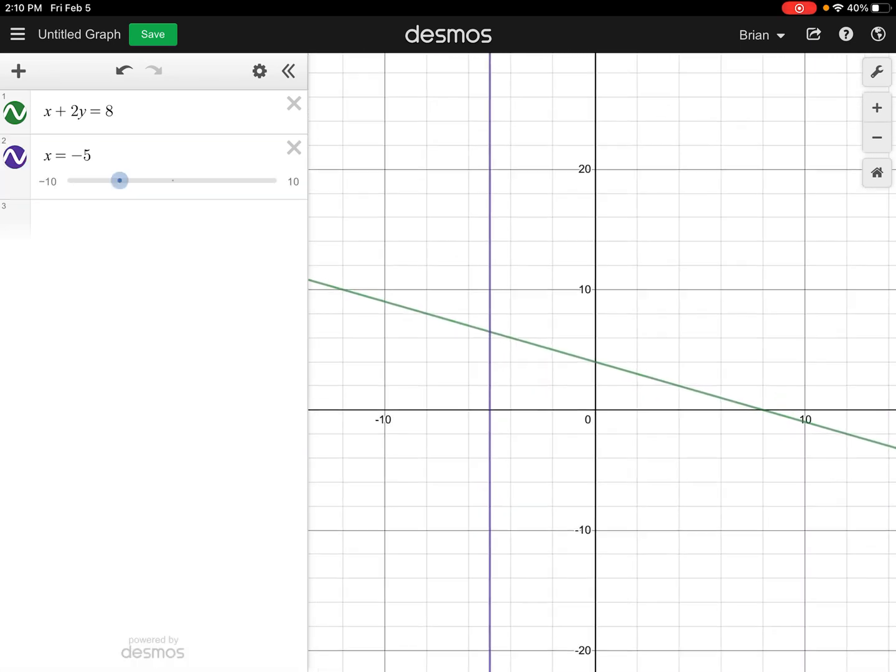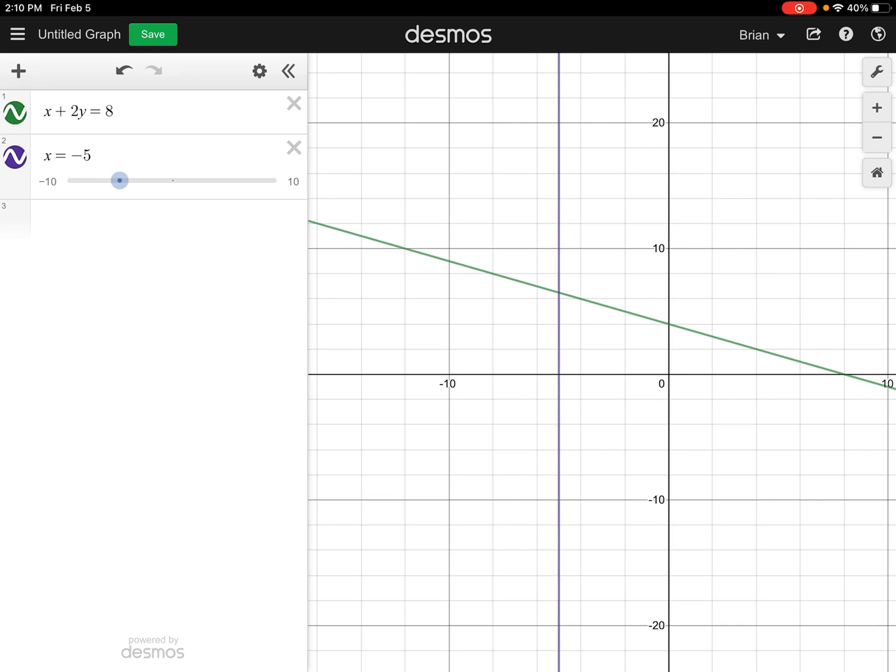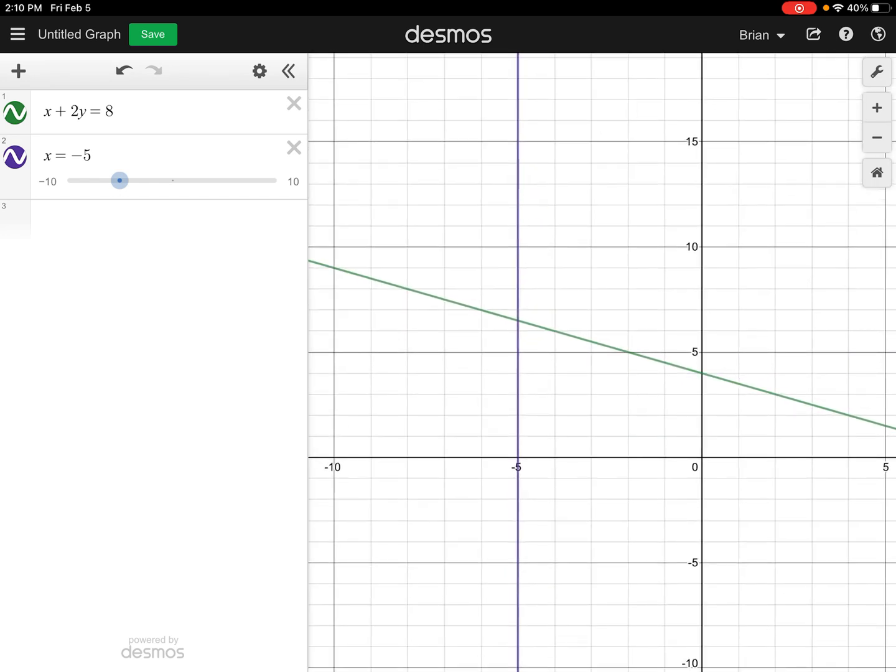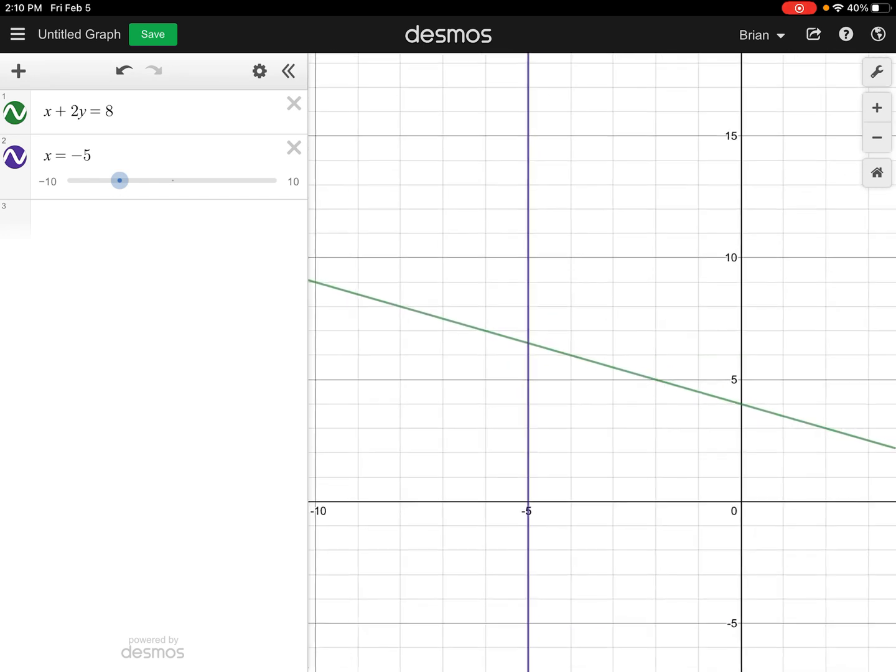All right, so then we can just adjust our graph here. Notice that we have these two lines. If we touch that intersection point, there it is: (-5, 6.5), which was our solution. Bingo. Let's do a screenshot of that value right there.